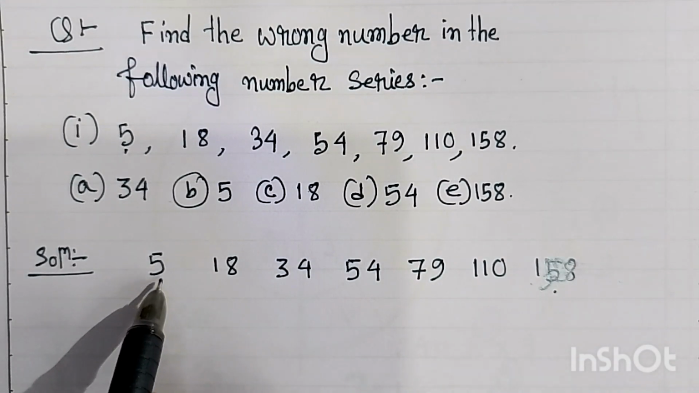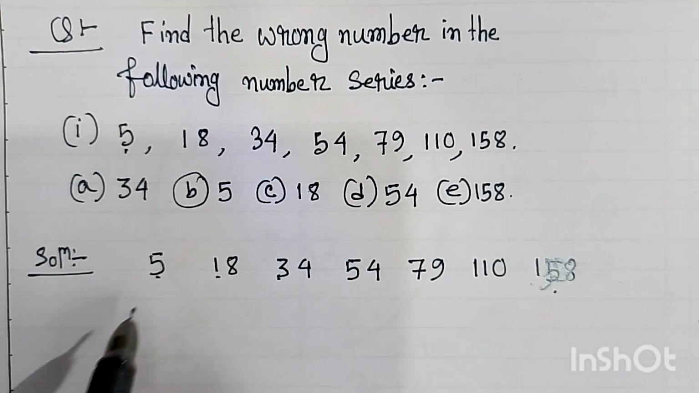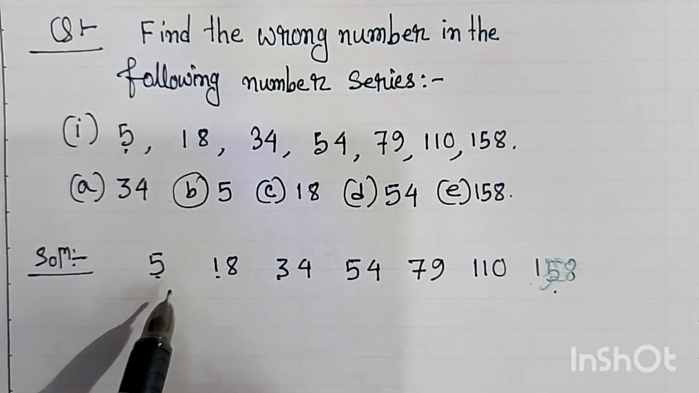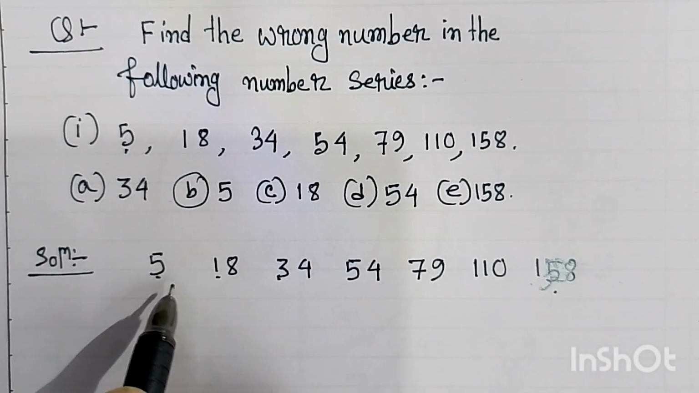Now let's see. The numbers are given 5, 18, 34. It is in this way. Now what is the wrong number? So we try to find out the difference between all these numbers.